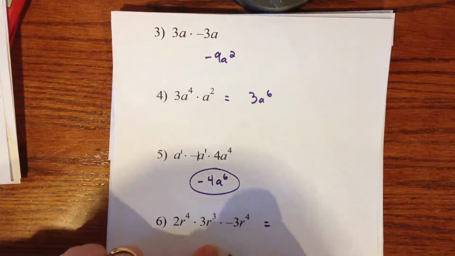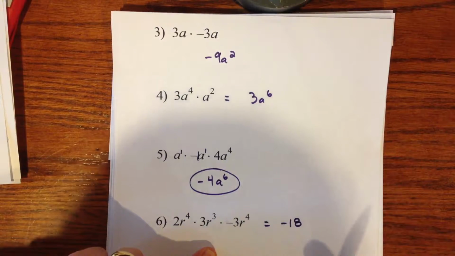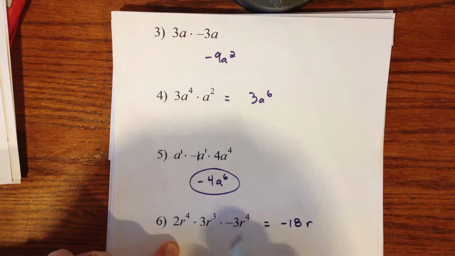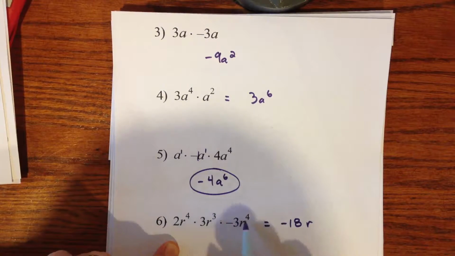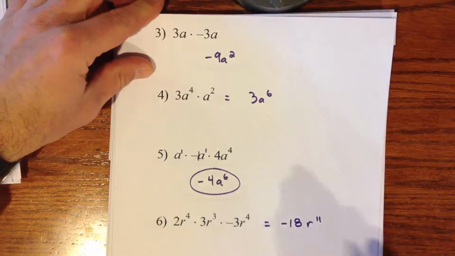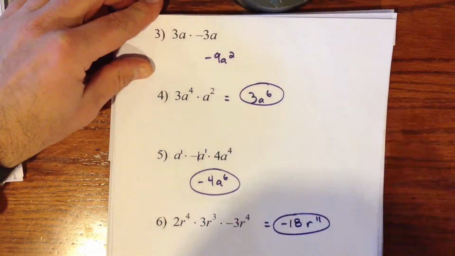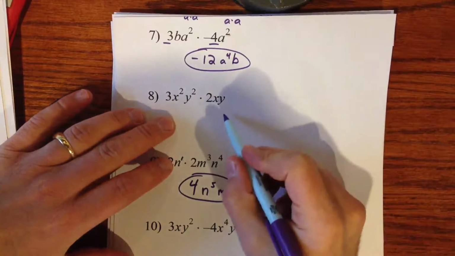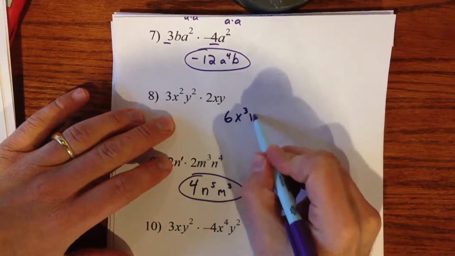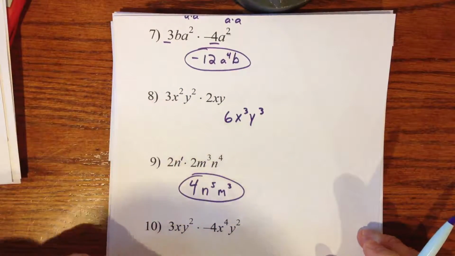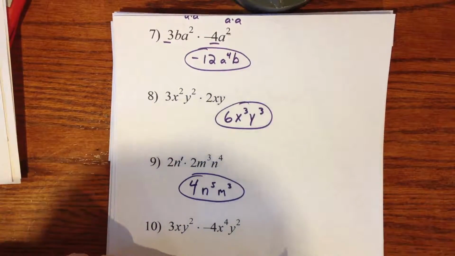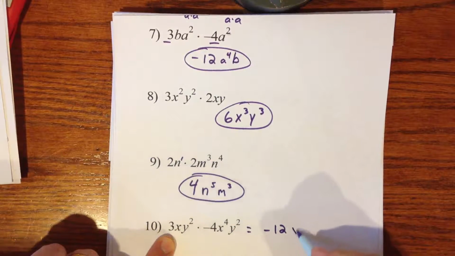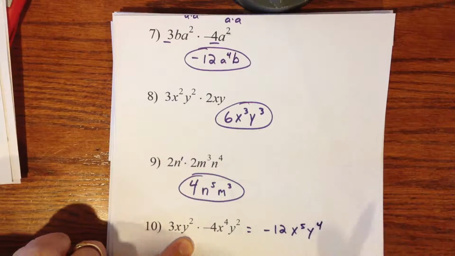So 6 is negative 18. So I'm going to add, so I have 7 11 R's. So there's 4 and 6. Number 8 is 6 x to the third y to the third. Number 10 is negative 12 x to the fifth y to the fourth.